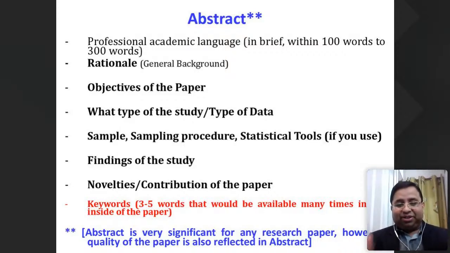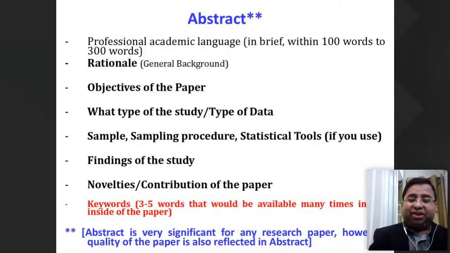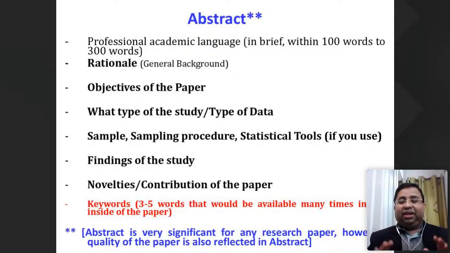The abstract will consist of a few components: there will be the rationale, the objectives, what type of study, type of data, sampling procedures, findings of the study, novelties and contribution of the paper, and the keywords. I again remind you, we'll come back to the abstract at the end of the session. Okay. And before that, I just remind you of one issue: the abstract is the glamour of the conference paper.